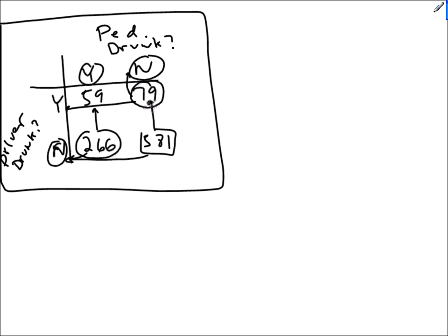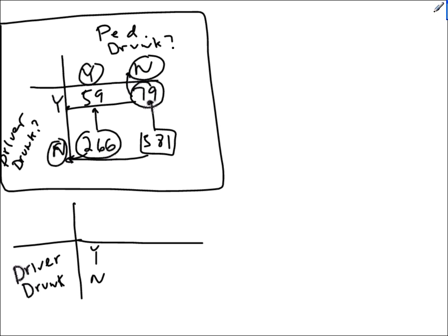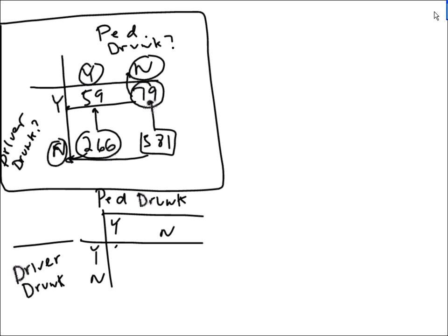Since I drew on this a lot, let me write it down. The driver is drunk or is not drunk? Yes or no? You have the pedestrian drunk? Yes or no? And here the table is. And you have 59, you have 79, you have 266 and 581.